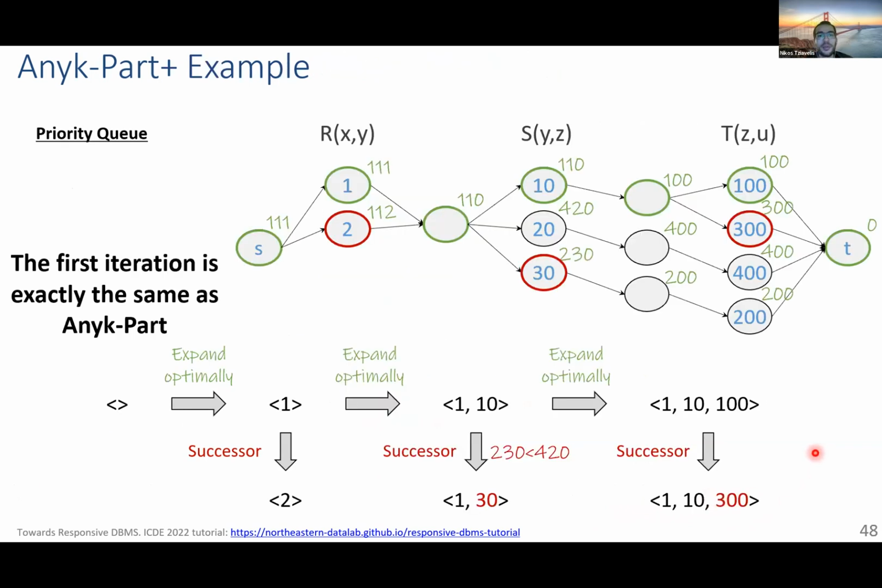Now, let's return to our previous example and see a bit how it works. I would like to point out that there are some more technical details of how to make this idea work, and I'm not explaining everything in this talk, but I really urge you to look at our paper and find more details. But here's an example to get a feel for it. This is the first iteration of the algorithm, and it's exactly the same as Anyk-Part. So nothing changes here. We pop this prefix, we expand it, and then we take the successors as before.